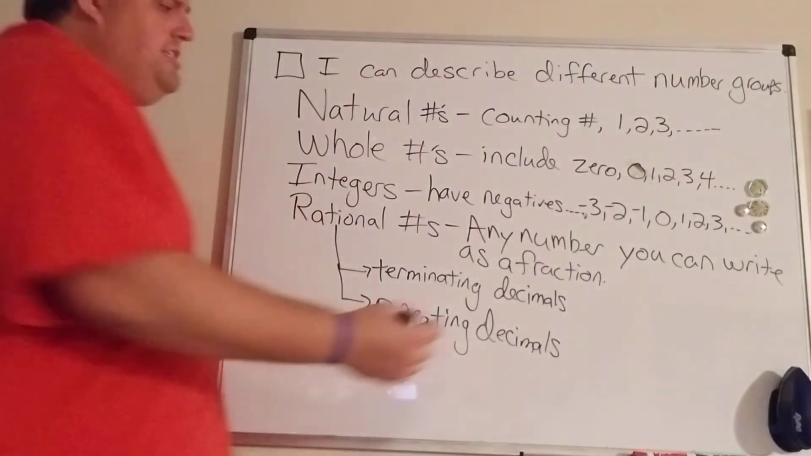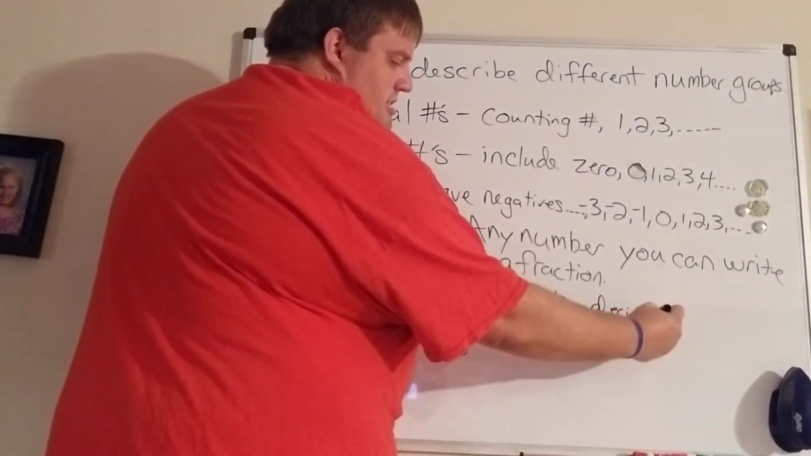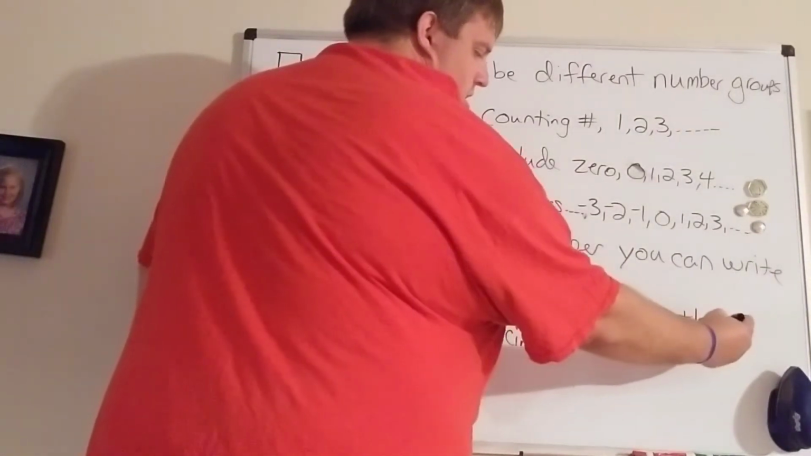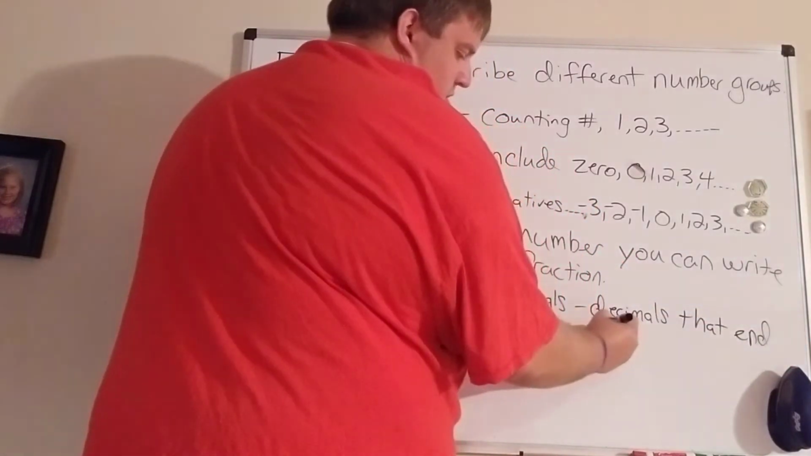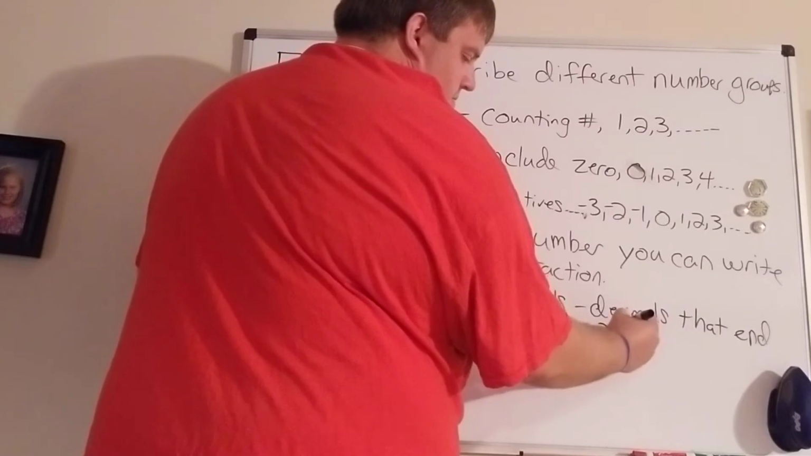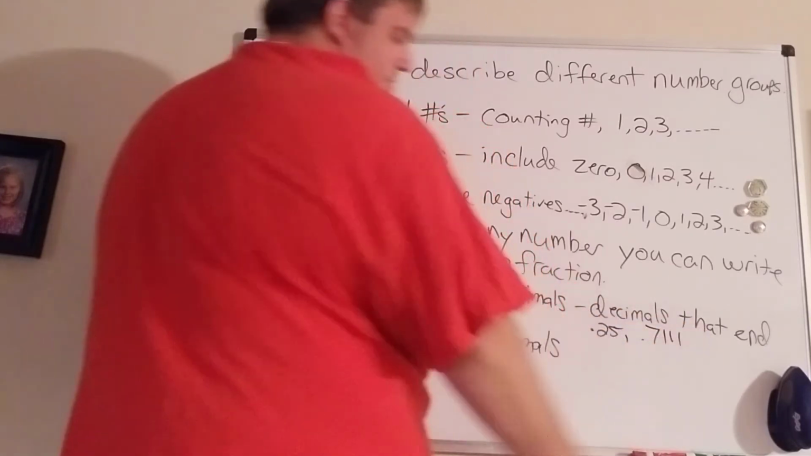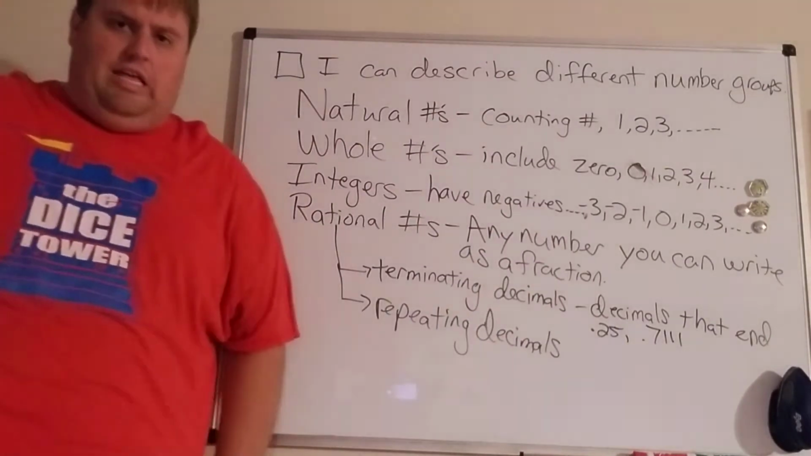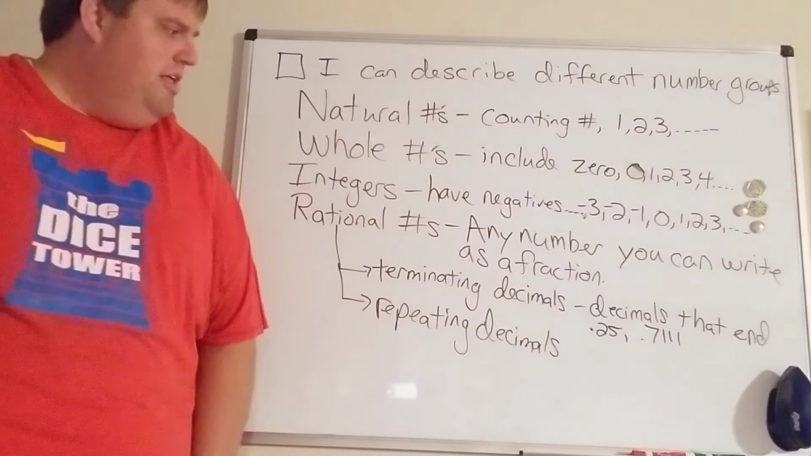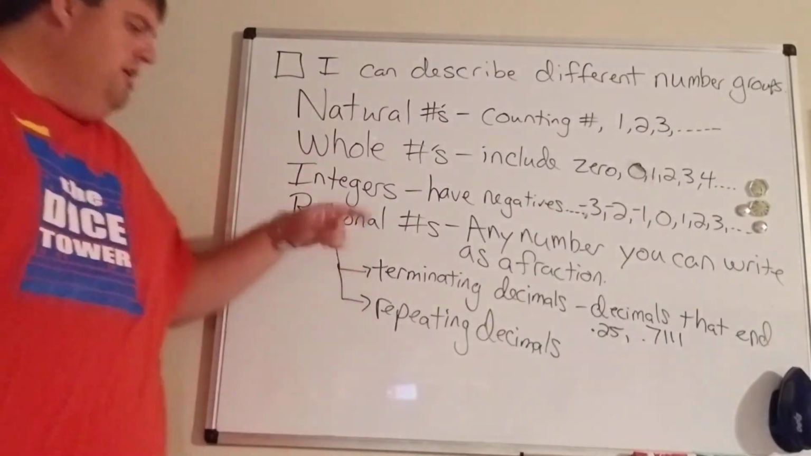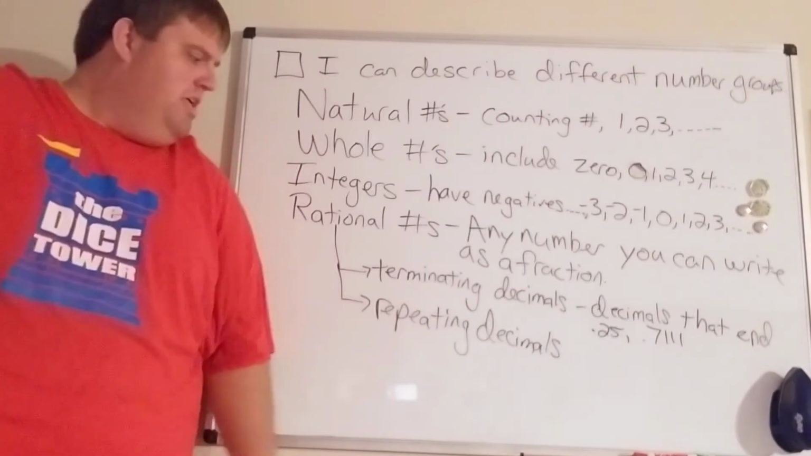Terminating decimals are decimals that end. Any decimal that you see the ending to is rational, like 0.25, 0.7111, right? Anything that you see ends, it doesn't keep going forever and ever, that is a terminating decimal, which means it's a rational number. We can write it as a fraction.